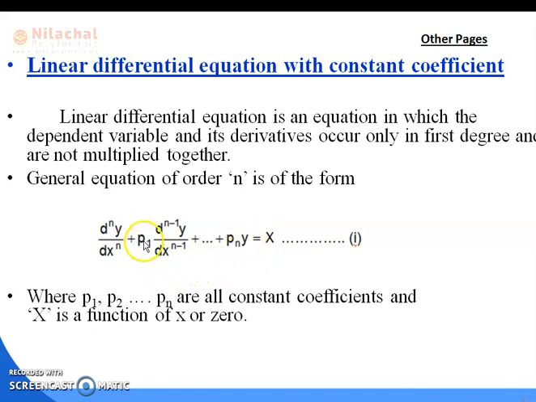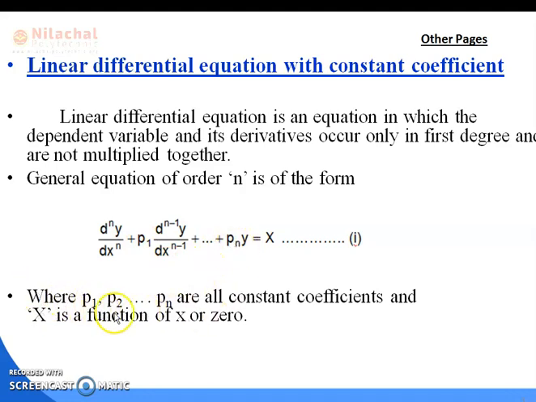And p1, then p2, then p3, likewise up to the last term pn, all these are known as constant coefficients. Coefficient means some constant lies with that term, with your derivative. So these are known as constant coefficients, p1, p2, p3 up to pn.